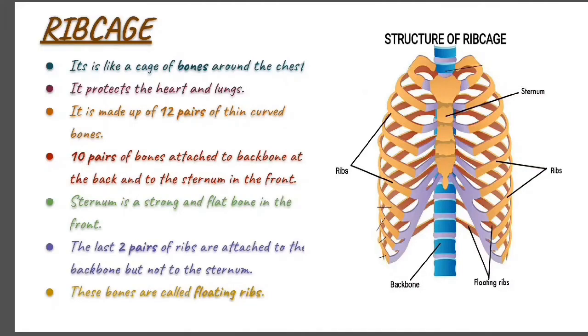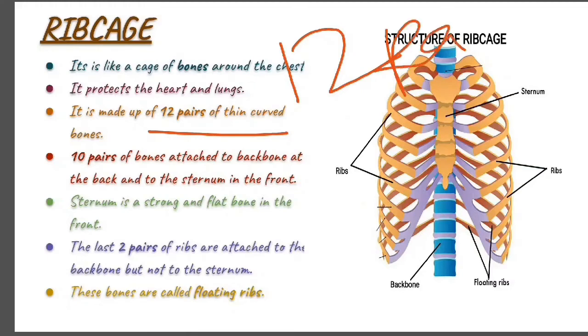Now here, the rib cage has 12 pairs of thin curved bones. Now remember how many bones are here. Vertebrae have 33, the skull has 14 plus 8 bones, 22 bones, and now the rib cage has majorly 12 pairs, not 12 bones. Pairs means 24 bones. So 12 pairs of bones are here.